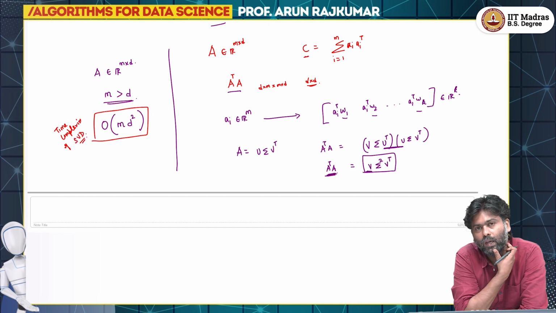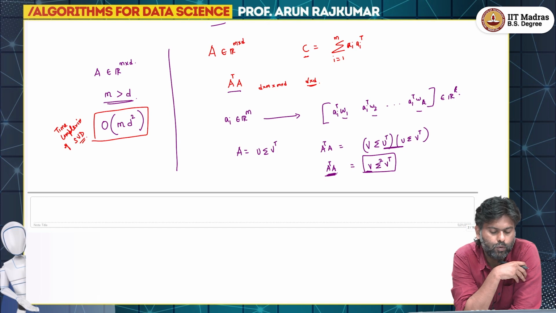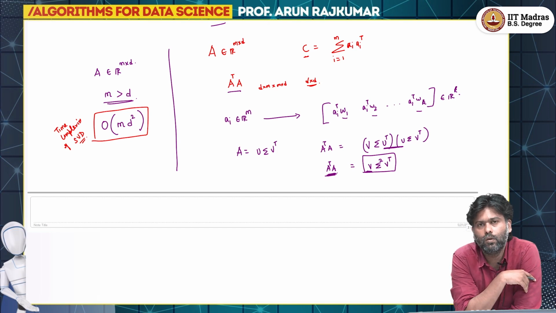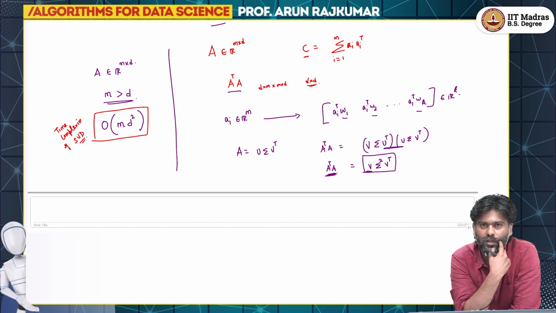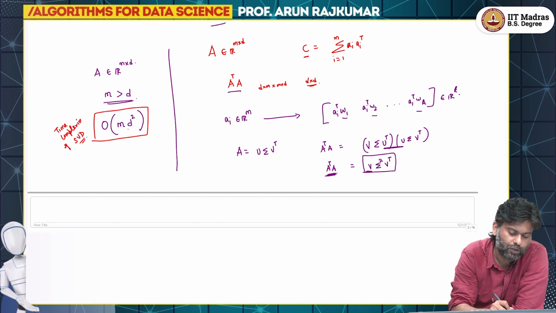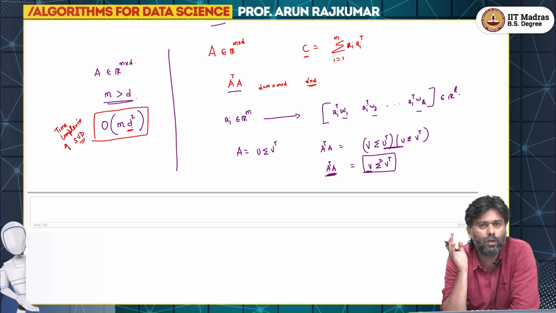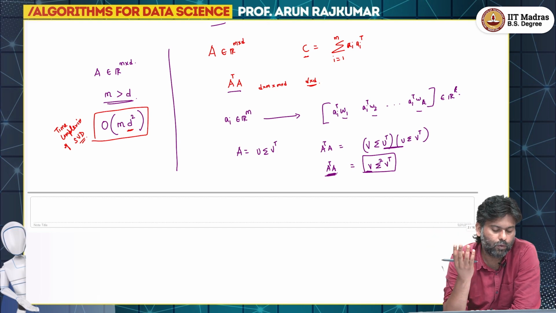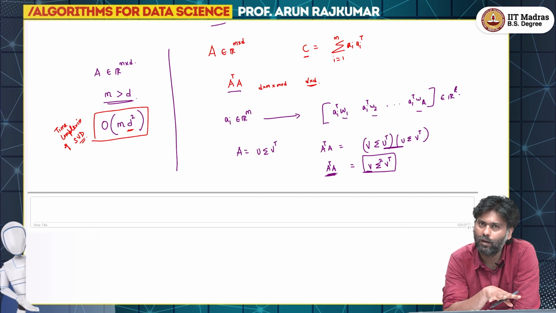Now this may be okay if D is small. Of course, we are assuming M is greater than D, but we might be in situations where M is also huge, D is also huge, and relatively M might be much larger than D. So D might still be too large, such that D squared is actually prohibitively large, and M is even larger. So now M D squared might be prohibitively large for us to perform SVD at scale. So we may not want to do SVD directly to find our singular values and singular vectors.